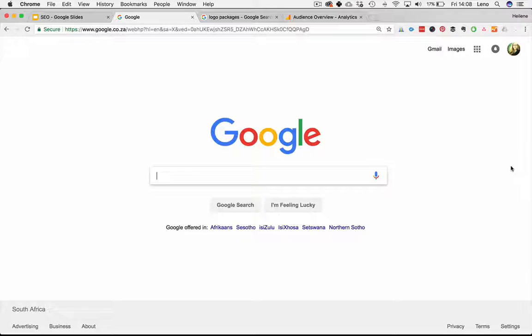So if you head over to Google, in South Africa, we're only concentrating on Google search. There are also other search engines like Bing and Yahoo, but in South Africa, they're not really applicable to South African businesses. First, I'm going to show you some search terms and how they present in Google.